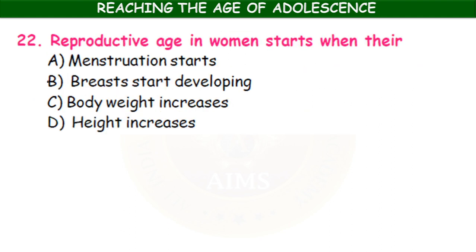Reproductive age in women starts when their menstruation starts, breast starts developing, body weight increases, height increases. Already discussed, I think. The menstruation starts.